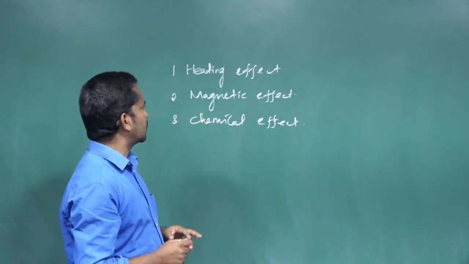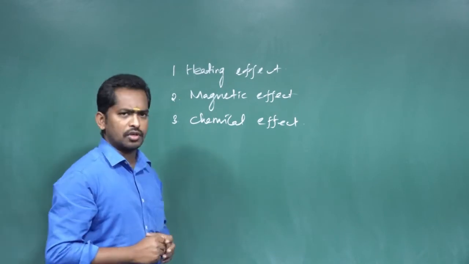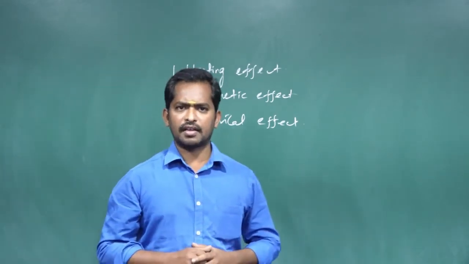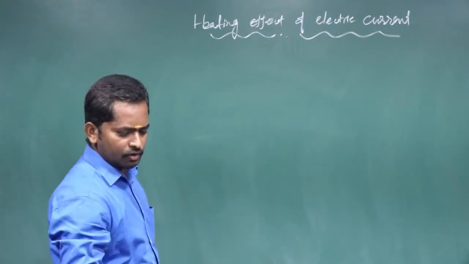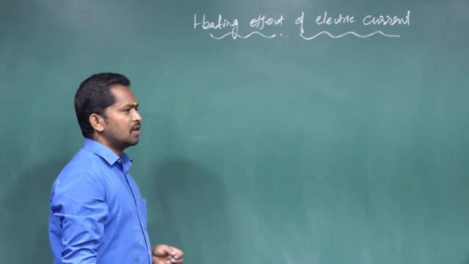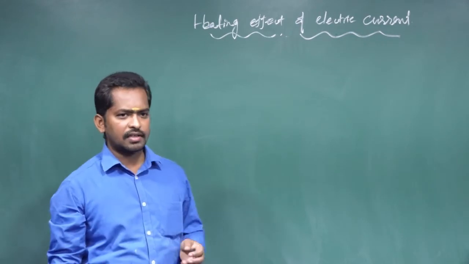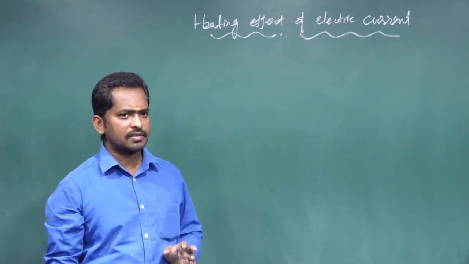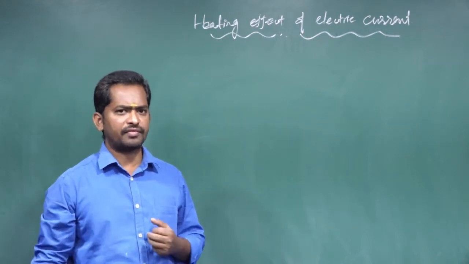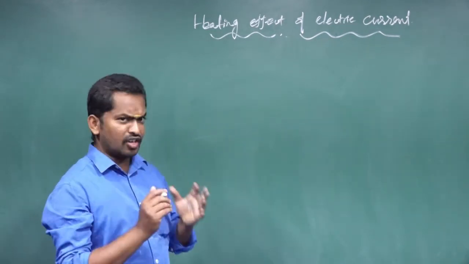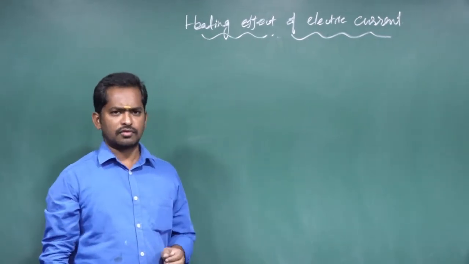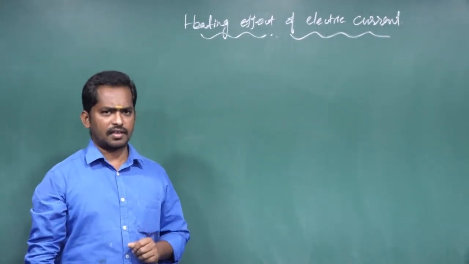So that is the chemical effect. Now we are discussing the heating effect of electric current. The heating effect of electric current is nothing but when current flows through the conductor or resistor, energy is dissipated in the form of heat energy. This phenomenon is called the heating effect of electric current, or Joule's law of heating, or thermoelectric effect.